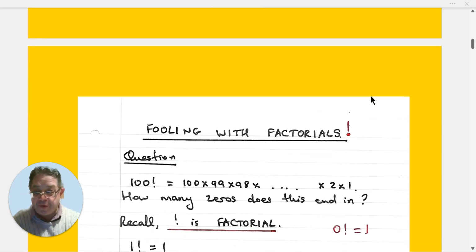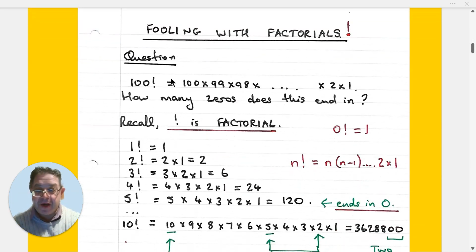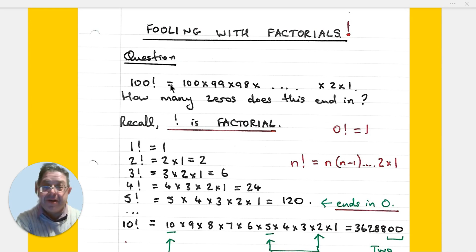We start with an old problem, which is this. 100 factorial is defined as 100 times 99 times 98 times 97 all the way down to 2 times 1. This large number will end in a row of zeros. How many zeros? So just let's remember, the exclamation mark is the factorial function.